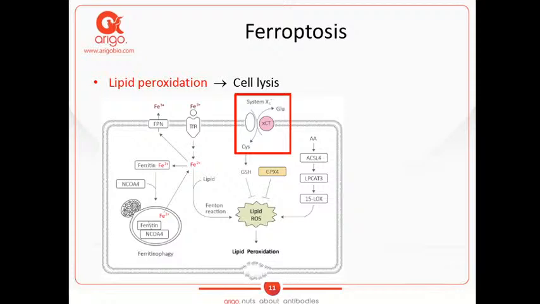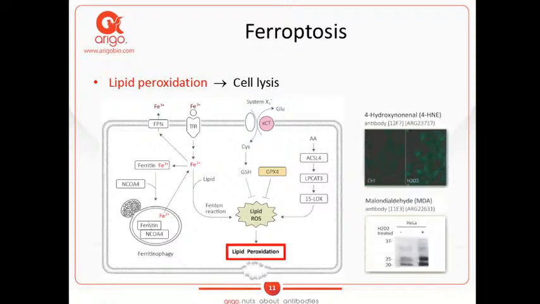ROS and prevent ferroptosis. So the hallmark of ferroptosis is lipid peroxidation, which can be detected by 4-HNE or MDA antibody.